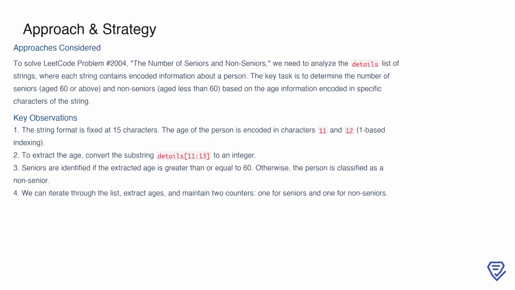The solution involves iterating over the details list, extracting and analyzing the age from each string, and maintaining two counters, one for seniors and one for non-seniors. This straightforward approach ensures we can process the input efficiently and accurately.